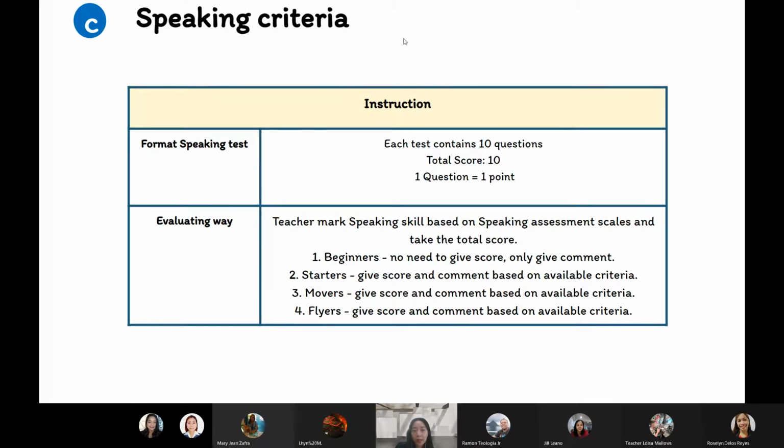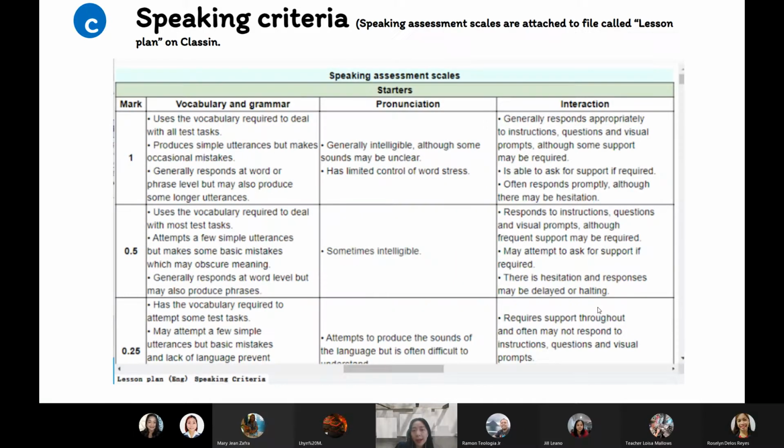Okay, so can you see this is the speaking structure? About the test format, each test will contain 10 questions, and the total score is 10, which means that one question stands for 1 point. And this is the assessing way. For example, with the beginner level, you don't need to give the score, just give a comment. And for starters, movers, and flyers, you have to give the score and comment as well based on the available criteria. For example, here is the speaking assessment for starters.